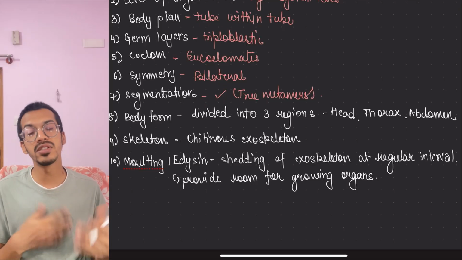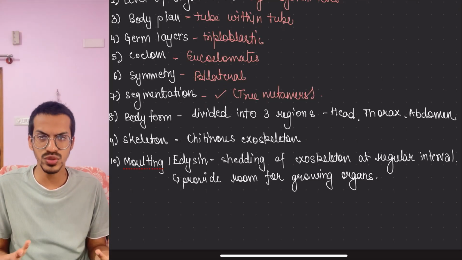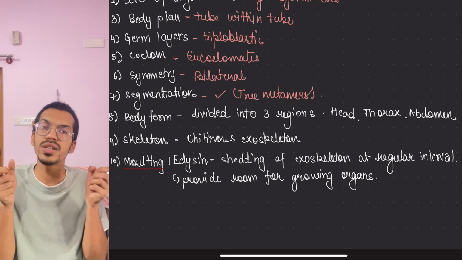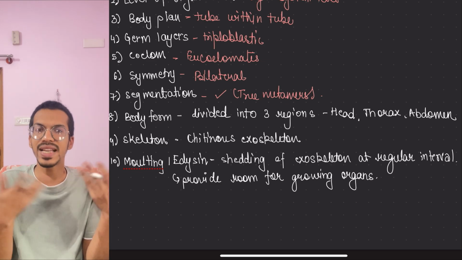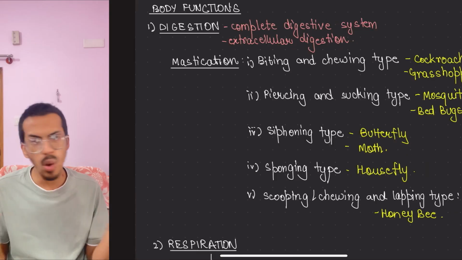So after a certain period of time, they remove their outer chitinous exoskeleton to grow. So if they increase their size, how will they compensate for it? Like outer clothes, they will remove it, that is the exoskeleton. So that thing will happen. Now comes the body functions.